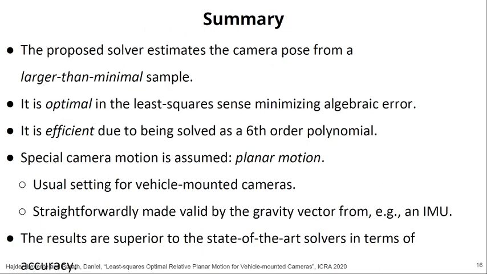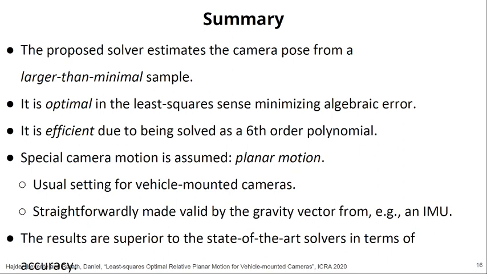The summary is as follows. We have shown that the relative pose of a calibrated stereo setup can be optimally computed if planar motion is assumed. For the minimal problem, at least 2-point correspondences are needed. However, our work deals with the overdetermined case. Planar motion is as shown here. That is typical for vehicle-mounted cameras if the vertical translation is 0 and the images are perpendicular to the ground.